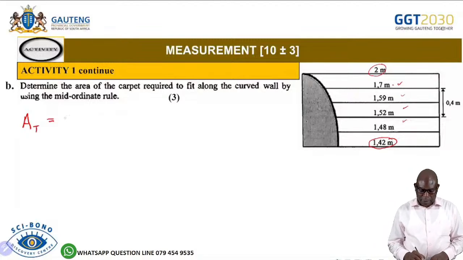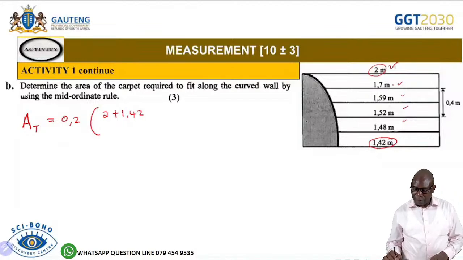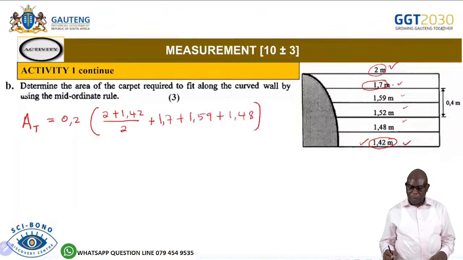The formula is a, my a is already 0.2. My formula will be, the first one is 2 plus 1.42. So I've taken the first and the last. I add them together, divide them by 2. Then I'm going to add the 1.7. I'm going to add the 1.59. I'm now going to add the 1.48. I cannot add this one because I've already added it there. So all the numbers are there.